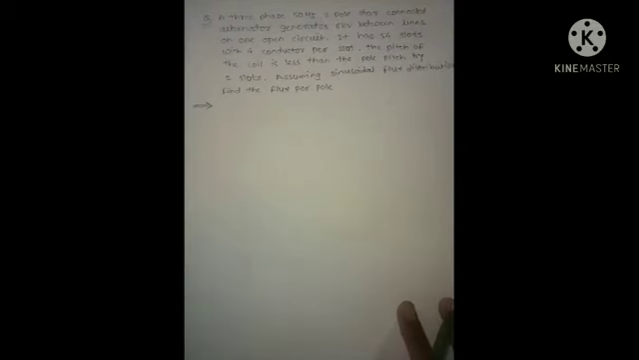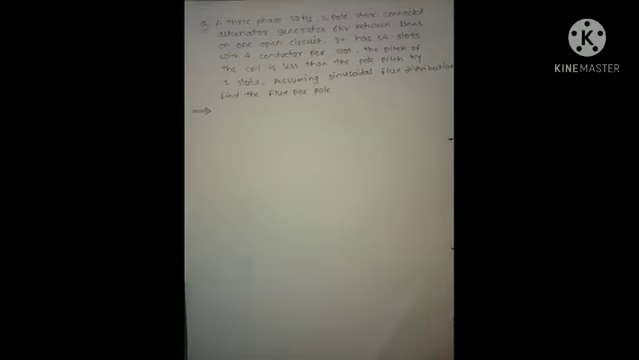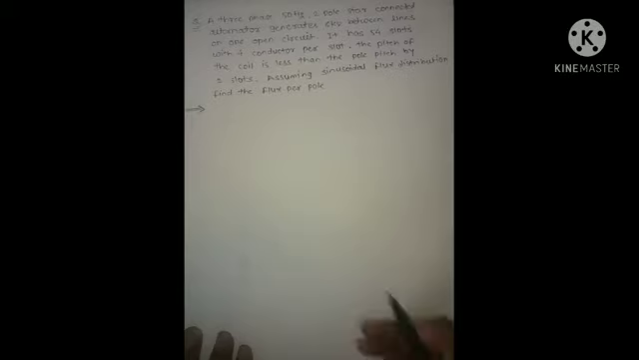Today we have to solve the numericals on three-phase synchronous machine. So let's start our first numerical. A three-phase 50 Hz two-pole star-connected alternator generates 6 kV between lines on open circuit. It has 54 slots with 4 conductors per slot. The pitch of the coil is less than the pole pitch by 2 slots. Assuming sinusoidal flux distribution, find the flux per pole. Okay, let's start our numerical. So the data is given for us.